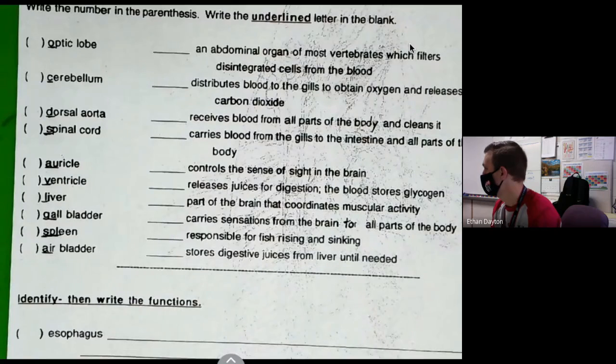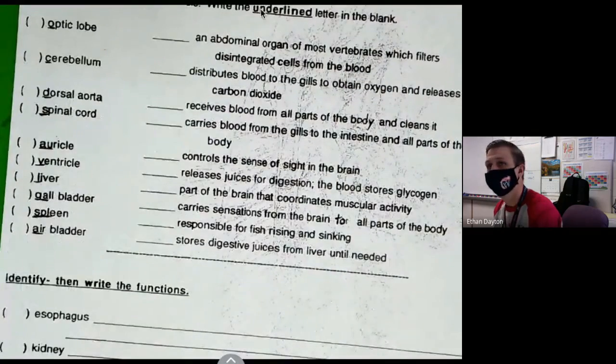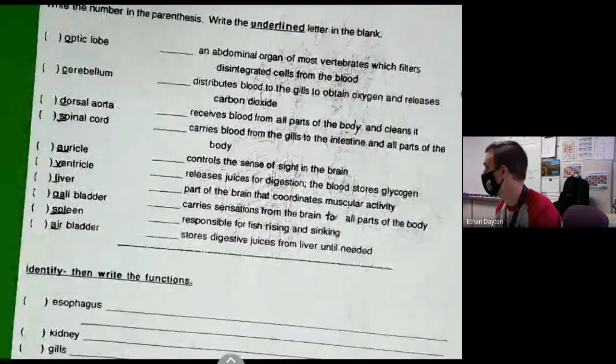What do you got, Zach? There's enough room on here. Can I just write the whole word? Sure, if you want to write the whole word, that's fine too. I wouldn't be bothered if you wrote the whole word.